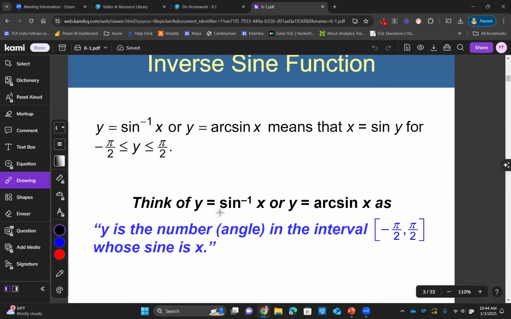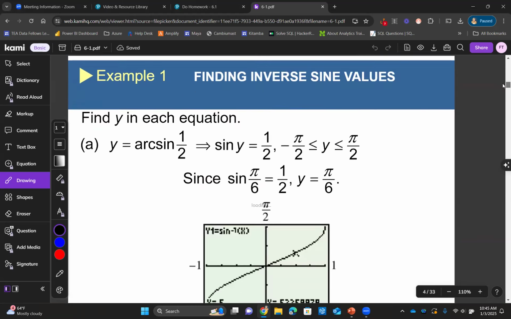Think of y equals sine to the negative 1 x, or y equals arcsine x, as y being the angle in the interval negative pi over 2 to positive pi over 2 whose sine value is equal to x. So with these questions, they give you the sine value of an angle, and it is your job to figure out the angle that has that sine value, and your answer can only be between negative pi over 2 and positive pi over 2.